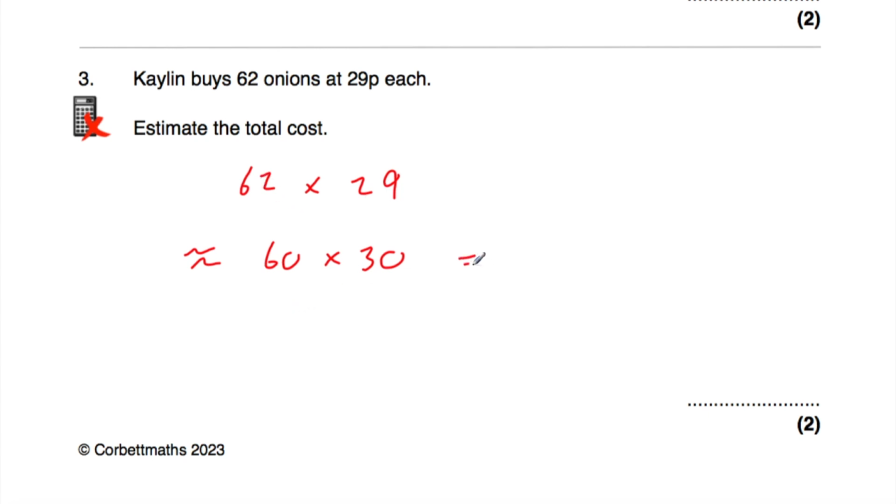So let's work out what this would be. So 6 times 3 is equal to 18. So that means that 60 multiplied by 30, well, would add on 2 more zeros, would be equal to 1,800 pence. And 1,800 pence, if we divide it by 100, would be equal to £18. So our estimate for the total cost of 62 onions costing 29p each would be £18. And we did that by doing, rather than 62 multiplied by 29, 60 multiplied by 30. And that's our estimate.